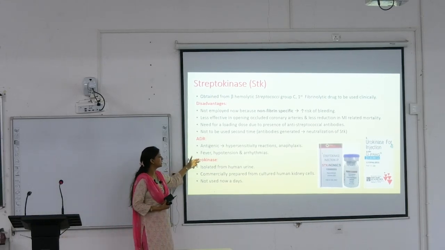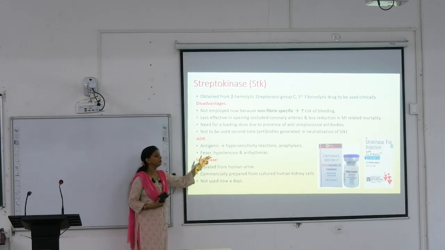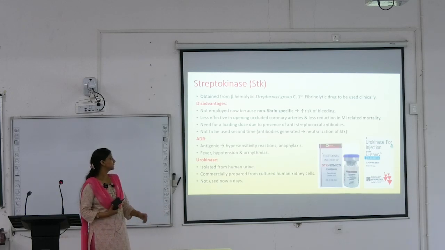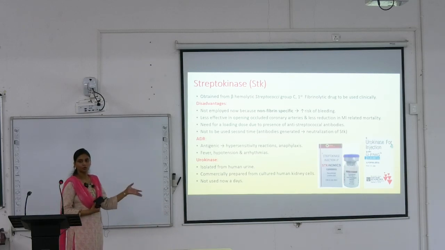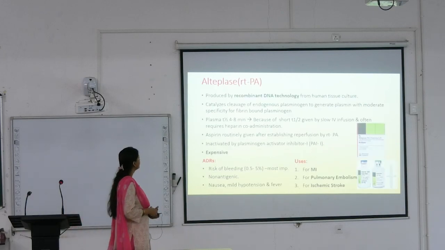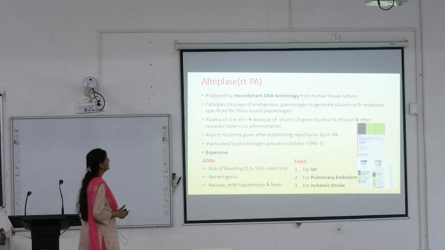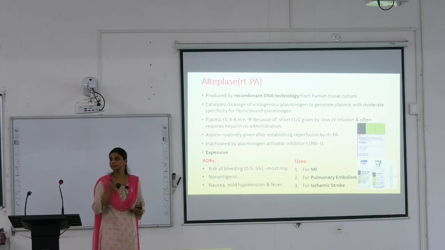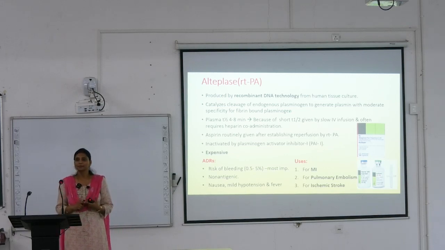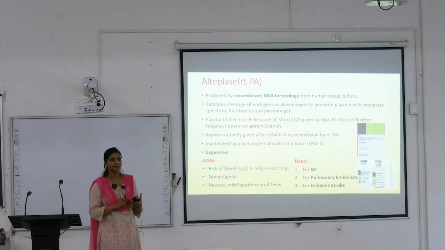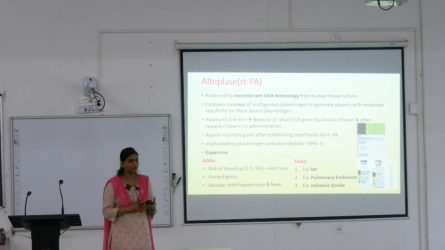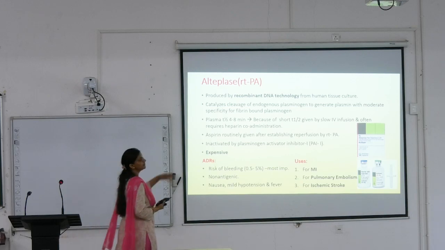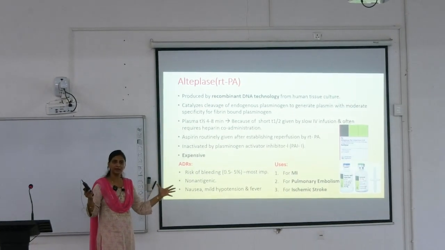Next drug is urokinase. It was isolated from the human urine. Now we are preparing it commercially from cultured human kidney cells, not used nowadays. Alteplase. This is produced by recombinant DNA technology. So the previous one, what was that? Streptokinase from the bacteria. Next one, urokinase from the human urine or kidney cells. The third one is by recombinant DNA technology. So you can have bulk production.